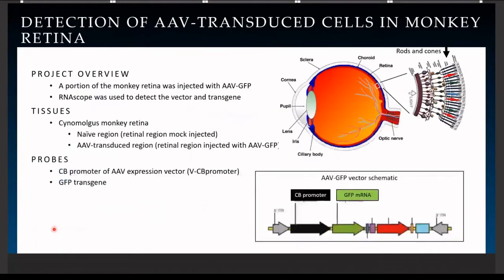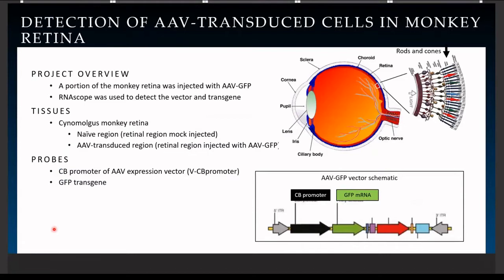Next, I want to show you an example of gene therapy applications for RNAscope technology. Again, gene therapies are also showing a lot of potential in treating a number of disorders that were thought to be, as they call, undruggable. And a lot of these are eye-related disorders. So here's an example of how we use the AAV-based therapy to transduce monkey retinal cells.